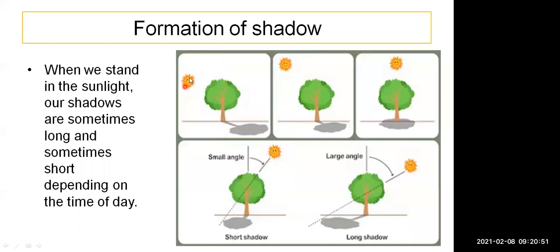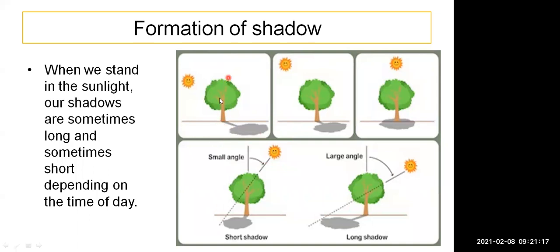Okay, so if the angle of formation is lesser, the shadow will be short. If the angle between the source of light and the object is large, you will get a long shadow. In the morning time and in the evening time, you get a long shadow.